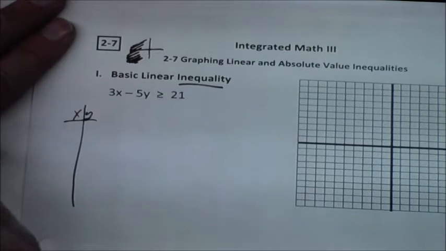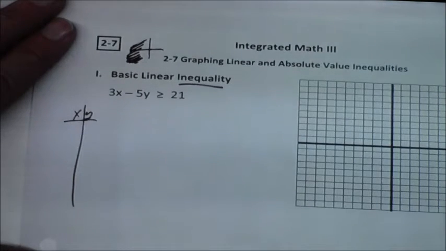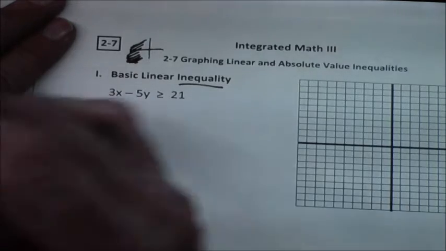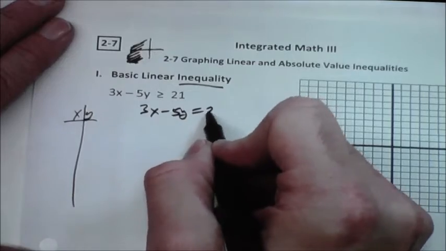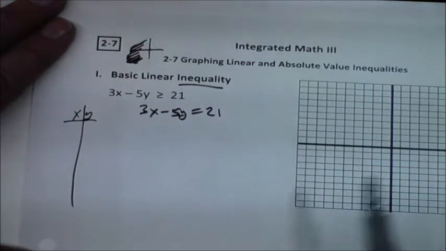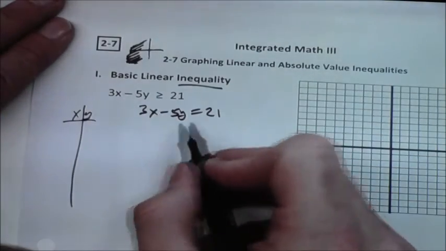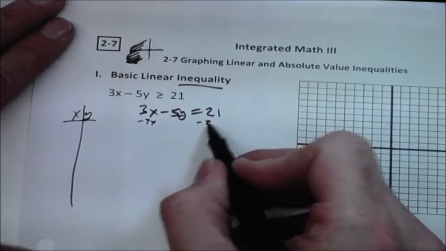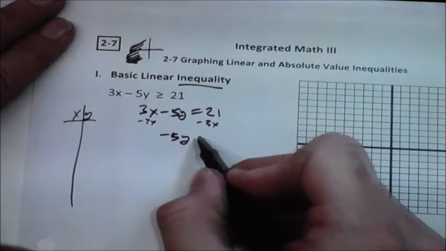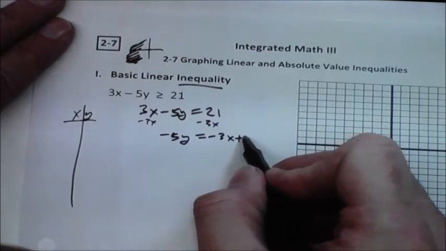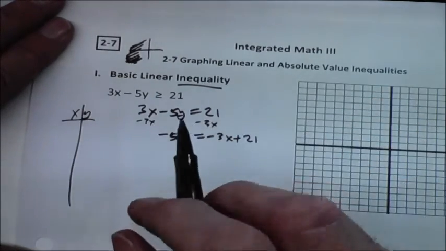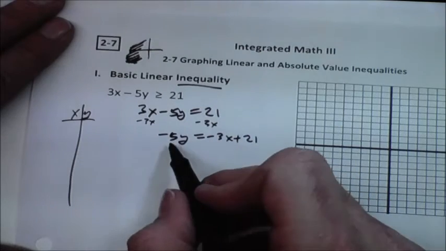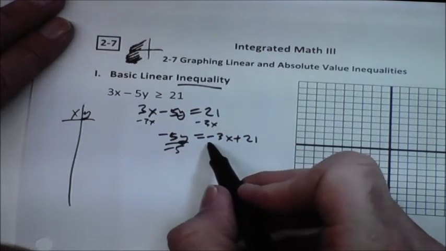It won't matter which way, because it's another one of those things in math where there's multiple ways to do the same thing. So I'm going to make this an equal sign for the purpose of finding where the line is. That means I'll move the x over here. So I'm going to get negative 5y equals negative 3x plus 21. I'm going to put the x term right after the equal sign to get the y equals mx plus b format. But I'm going to have to divide by the negative 5.